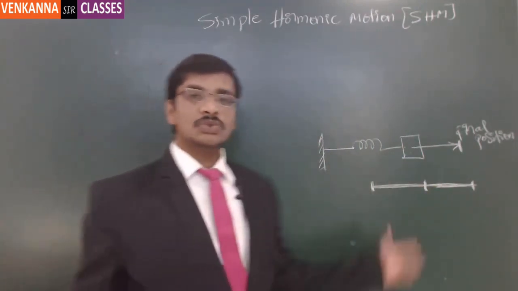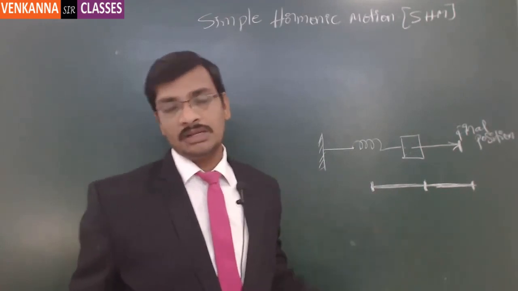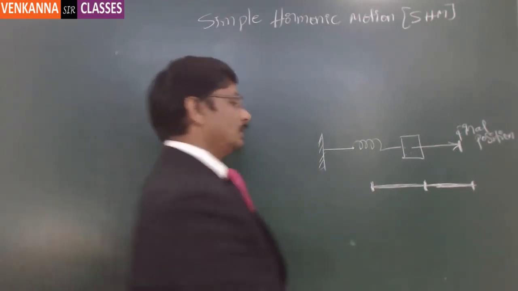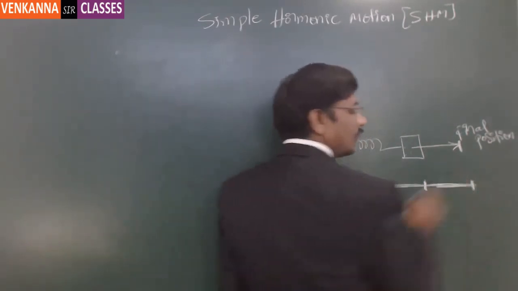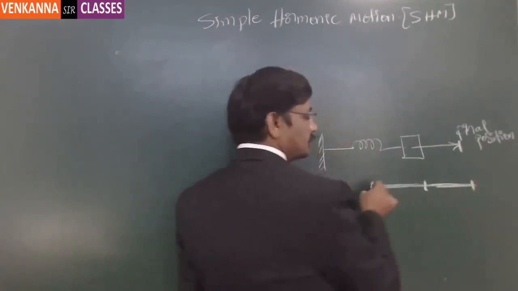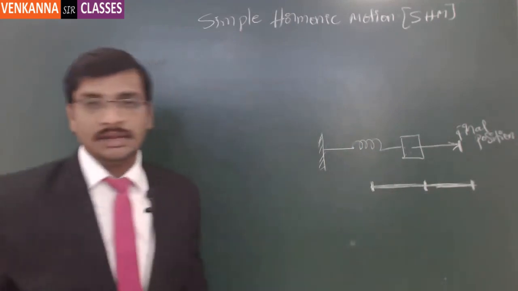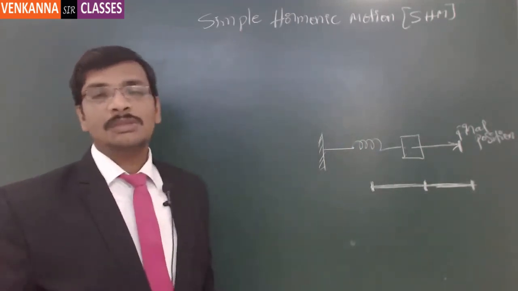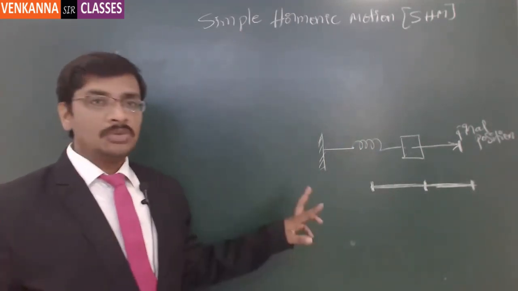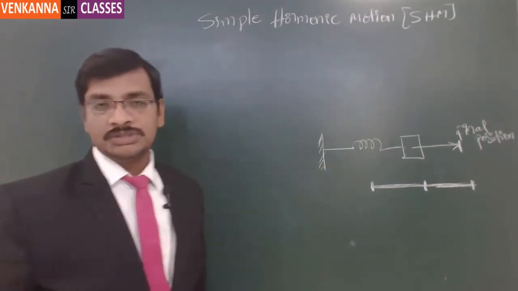Now, as and when there is a to and fro motion, there will be a periodic motion. That means once it starts from here, it goes to this point and comes back to this point, and the same thing is repeated again and again. That kind of motion is called periodic motion. Simple harmonic motion is one kind of periodic motion.